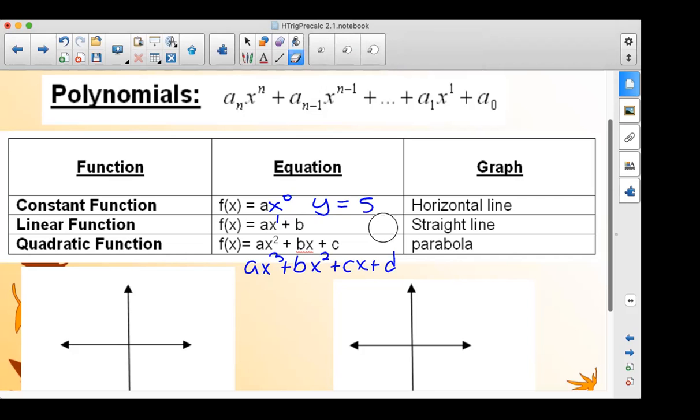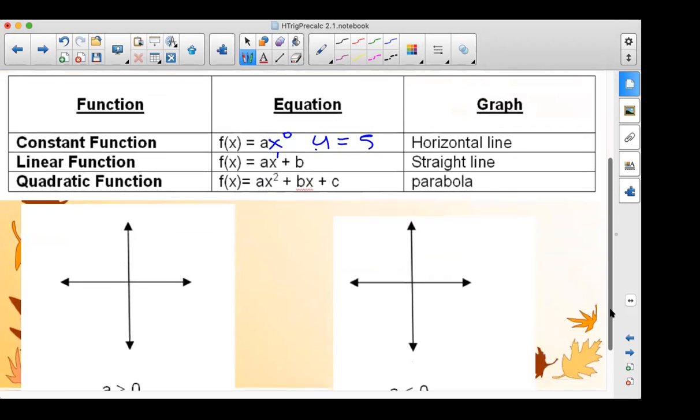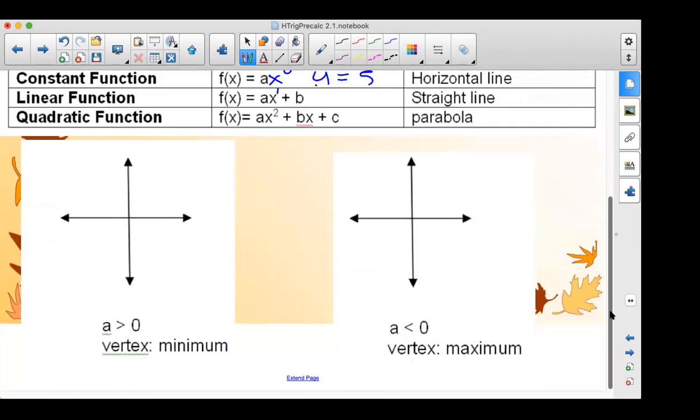Specifically, though, we're going to look at the quadratic function in this section and give you a little review. So there are 2 little graphs here. The first one on the left says a is greater than 0. A is the number in front of x squared. That's our coefficient. That tells us how steep the graph is, how wide the graph is. It also tells us if the graph is going to go up or the graph is going to go down.